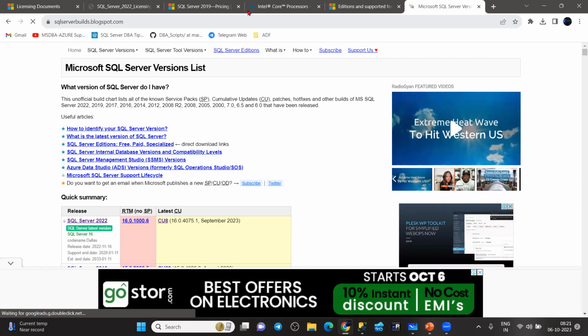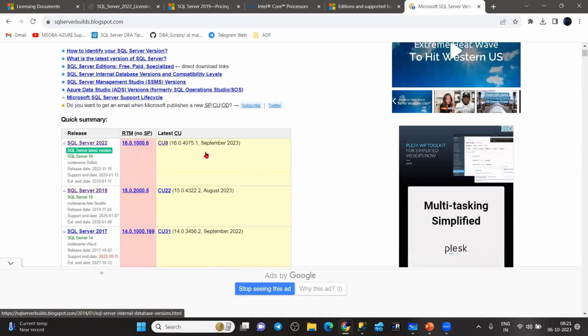So you need to remember this: SQL Server build.blogspot.com. This URL is very important, because you will get to know most of the things here. What SQL Server versions are available? What are the latest patches Microsoft released for these versions? This blog will help us a lot.